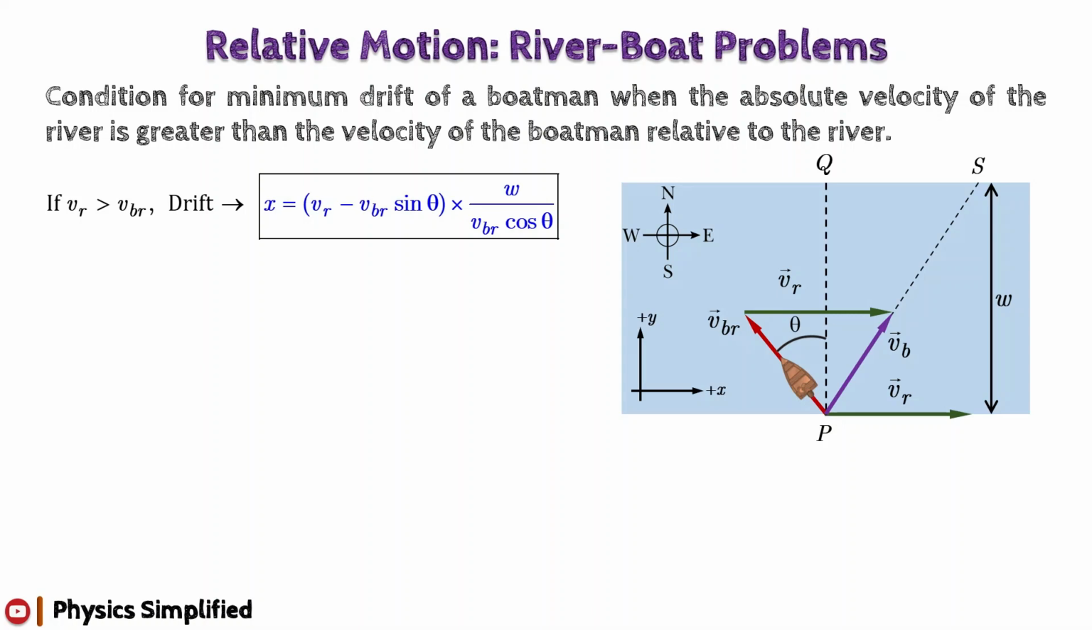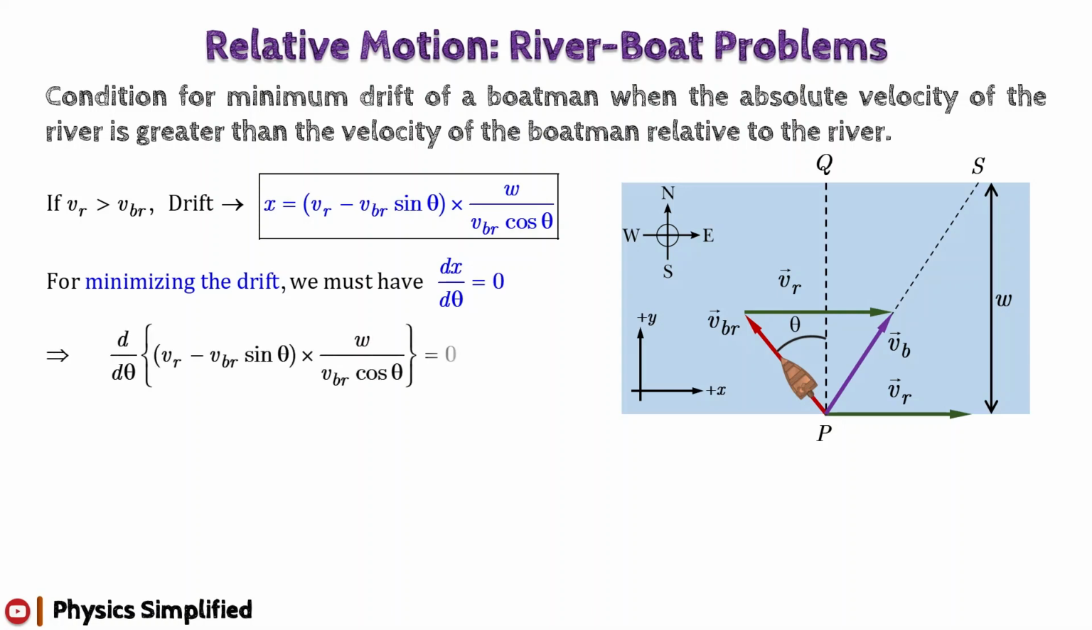Now, for given values of w, v_r, and v_br, the magnitude of the drift depends on the angle theta only. So, from the concept of maxima minima, for drift to be a minimum, the first order derivative of x with respect to theta must be equal to 0. So, d by d theta of the expression of drift is equal to 0.